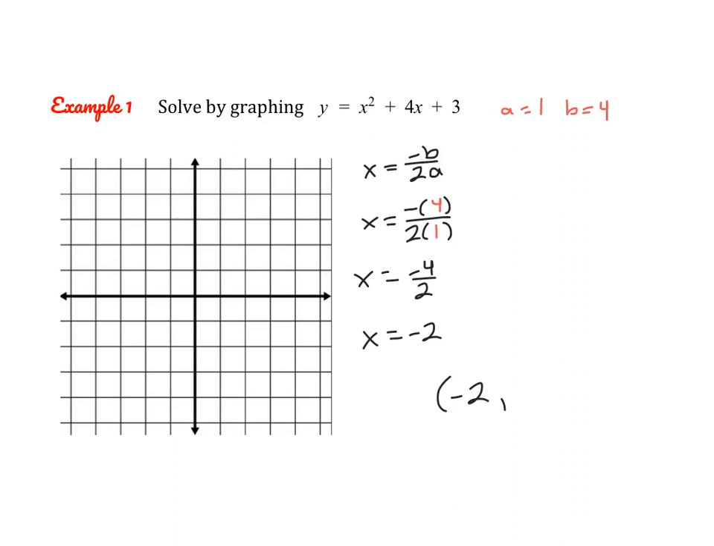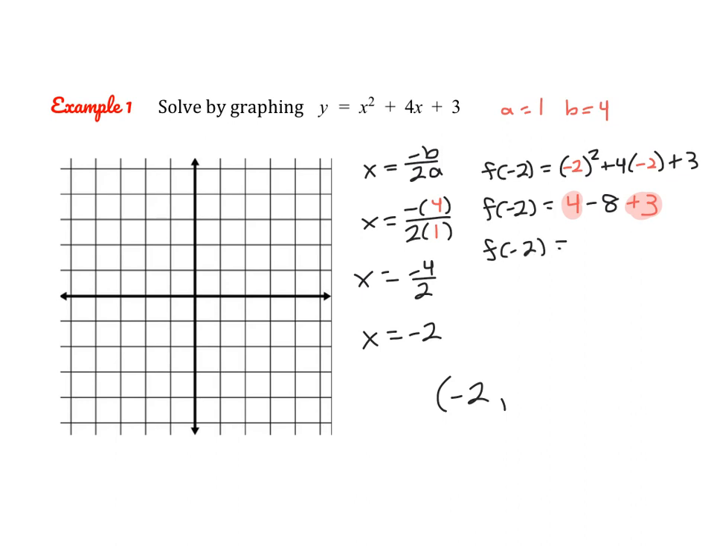Now to find y, let's substitute negative 2 into our function. So you can see that I am taking out my x so I can substitute negative 2. And now let's simplify. f of negative 2. Well, negative 2 squared is positive 4. Here we have 4 times negative 2, which is negative 8, plus 3. I'm going to combine my positives first. So we have 7 minus 8. So f of negative 2 is negative 1. So that means the y value of my vertex is negative 1.